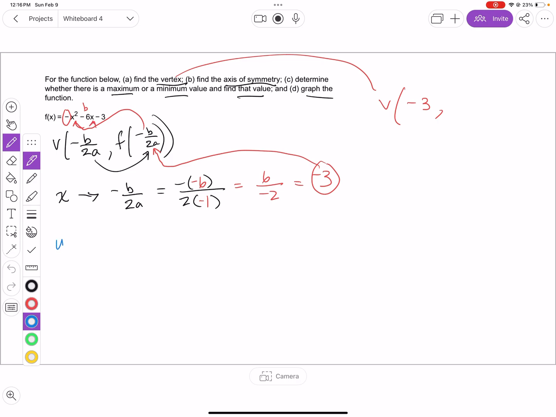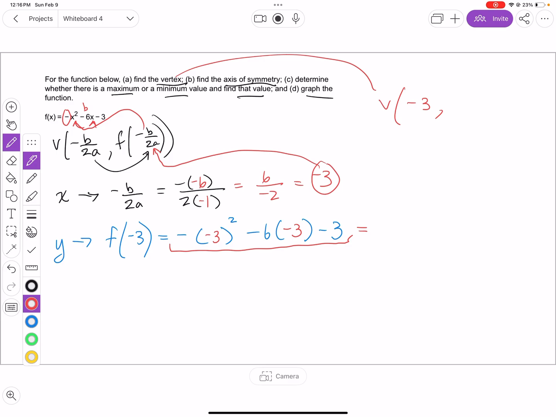So let's do that. To find y, I figure the value of the function called f when I plug in a negative 3 for x. So I have minus something squared minus 6 times something minus 3, and I'm plugging in a minus 3. You can just do that in decimals if you want. I'm going to try and do it in my head. I'll get a minus 9 plus 18 minus 3. So it'd be 9 minus 3. I think that's 6. So that's the y-coordinate of the vertex. So I have a 6 there.